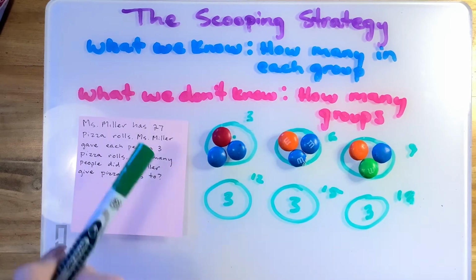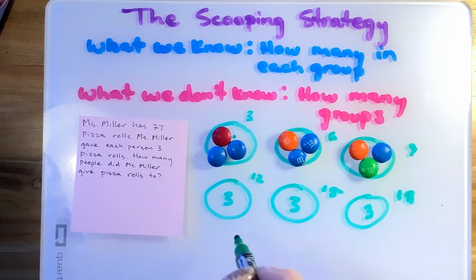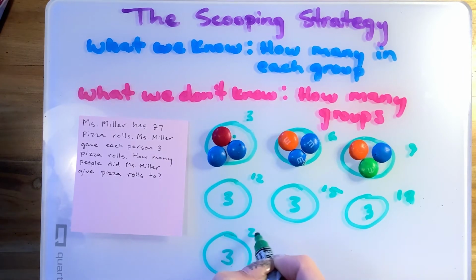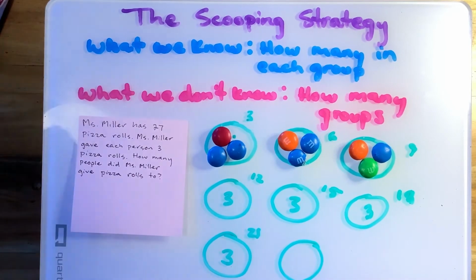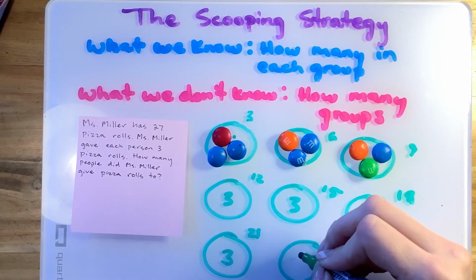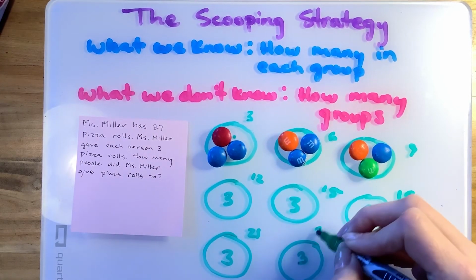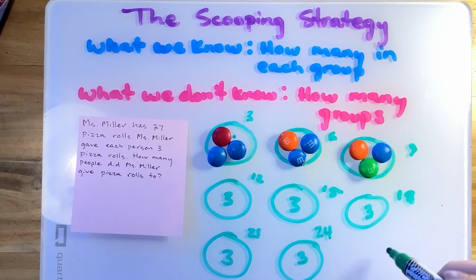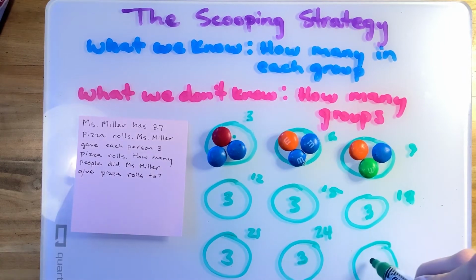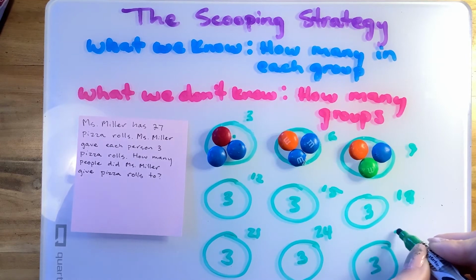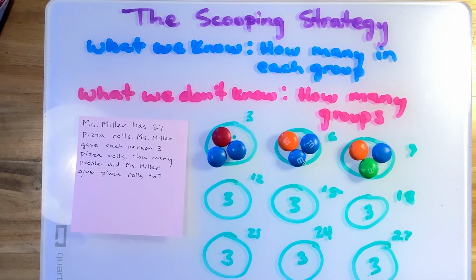So I'm still not at 27. I've got to keep building. The tripod is totally in the way. Oh my gosh, I'm almost there. Okay, so now I hit my target number, 27.